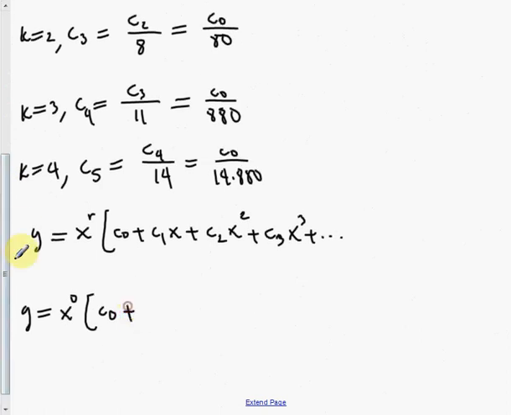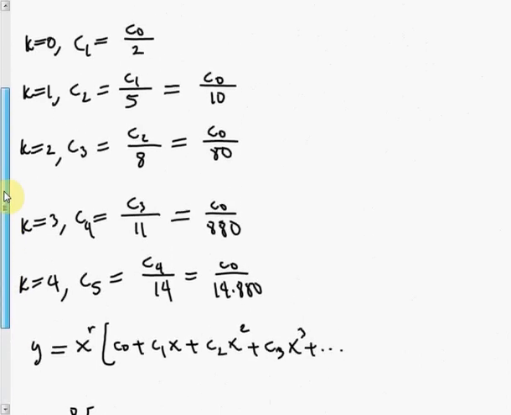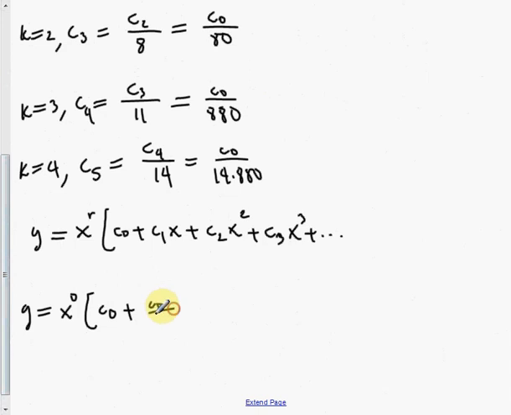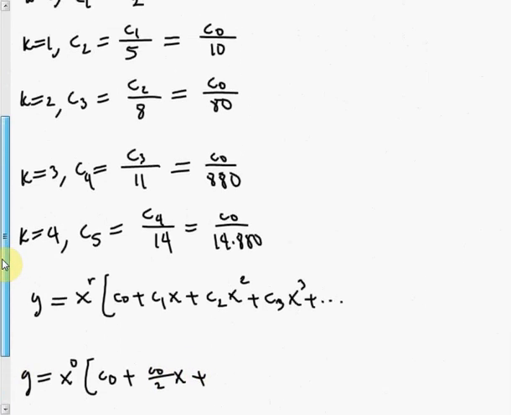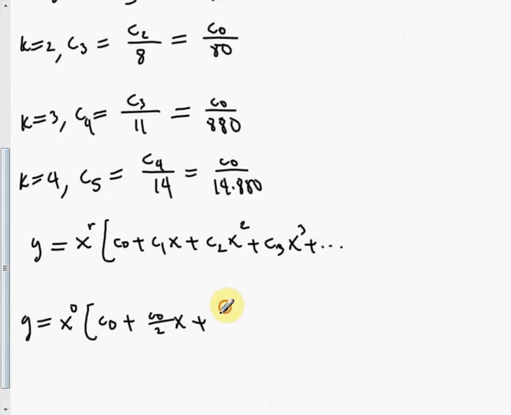Then plus c sub 1, but c sub 1 is c naught divided by 2. Then plus c sub 2, which is c naught divided by 10. Plus c naught all over, for c sub 3, 80. Plus c naught over 880, x to the 4th. And just say plus and so on, because my space is running out.